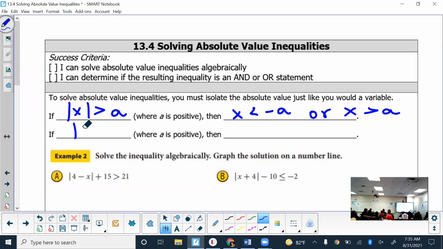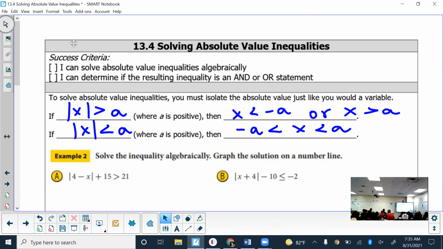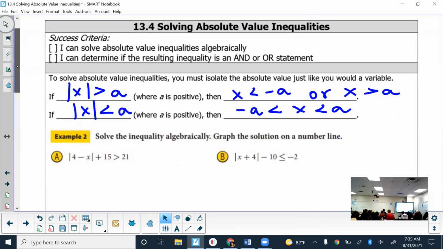But if we have the absolute value of something less than a, then we have an and statement. It looks like this: negative a less than x less than a. I think this will make more sense as we do the problems. Just make sure we have those blanks filled out.